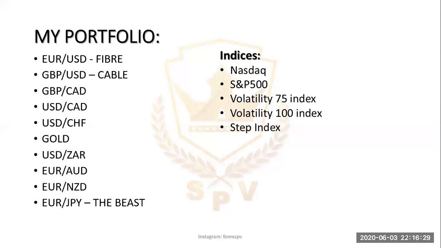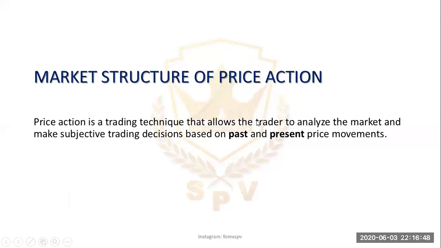And indices, Nasdaq, S&P, which have almost the same move. So if Nasdaq is falling, you find S&P falling. And I have this Volatility 75. These three, I have not traded them effectively. Okay, so we have understood how these pairs work. Now, let's go to the second part, market structure of price action.